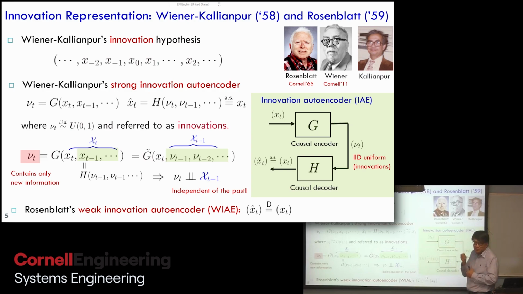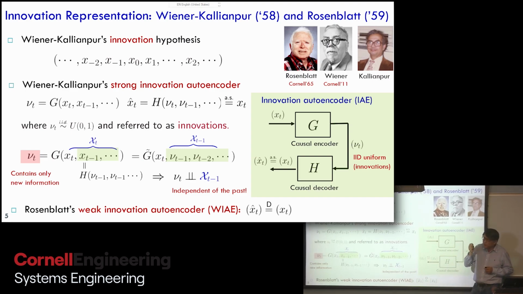But he suggested an alternative. The alternative is that instead of insisting the autoencoder perfectly reconstruct the input, you relax that restriction to make the distribution of the output of the decoder match the input. The mathematical term is that you want these two equal only in distribution, not almost surely. Okay, significant relaxation. So we call Rosenblatt's relaxation a weak innovation autoencoder. You still insist this to be uniform, but here they only match in distribution.